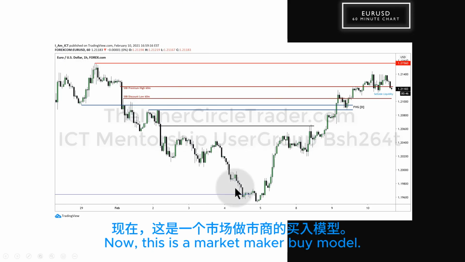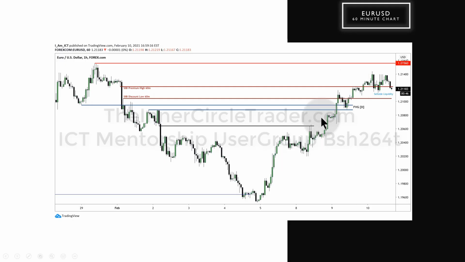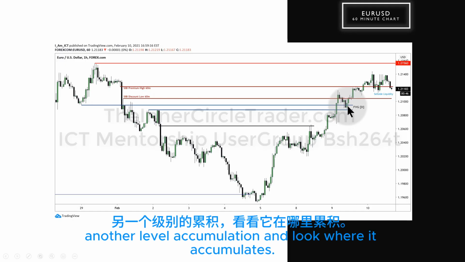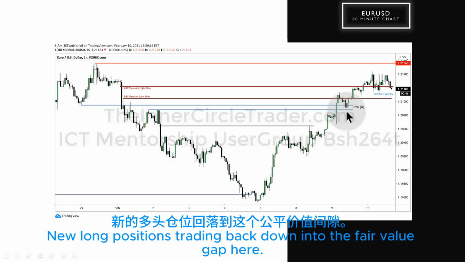Now this is a market maker buy model. It's just the mirror image of what we outlined on the hourly chart on the dollar index. Accumulation, reaccumulation, another level of accumulation, and look where it accumulates. What is it accumulating? New long positions.